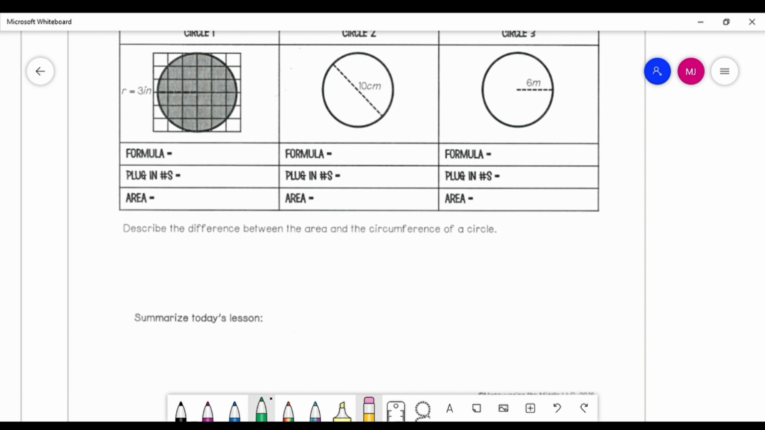Area is the inside of the circle, which is kind of these squares you can usually fit into the inside of it, and circumference is kind of like the perimeter of the circle. It's just the whole outside. Okay, so turn to your neighbor, tell your neighbor what area of a circle means and what circumference means in your own words.